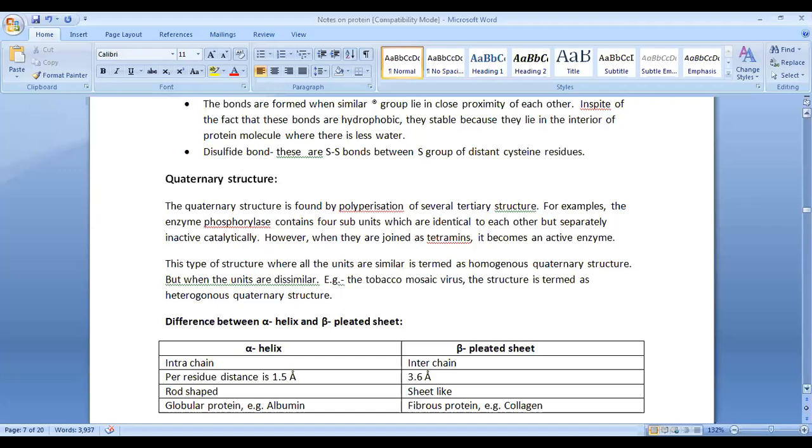So this is why when all units are similar, they are known as homogeneous. And when they are different, they are known as heterogeneous. Like the example of tobacco mosaic virus, or maybe lactate dehydrogenase in our body. That is also a quaternary structure. Okay, maybe you can think of hemoglobin. Hemoglobin means there is iron with protein. So when other things are joined with protein, this actually makes a quaternary structure.